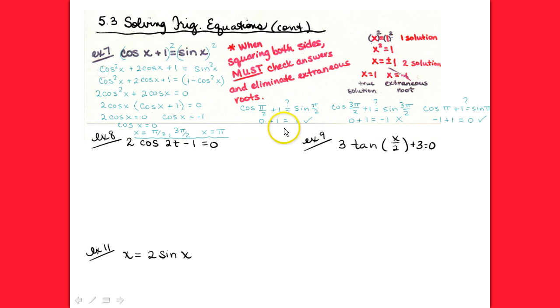Yep, that worked. I got 1 equals 1. Cosine x plus 1 equals sine x. When I plugged in 3 pi over 2, I got 1 equals negative 1. That one doesn't work. That's an extraneous root, so I need to toss that one out. And then we plugged in pi, so cosine x plus 1 is equal to sine x. Yeah, I got 0 equals 0, so that one works. So my only true solutions are pi over 2 and pi. 3 pi over 2 is an extraneous root.